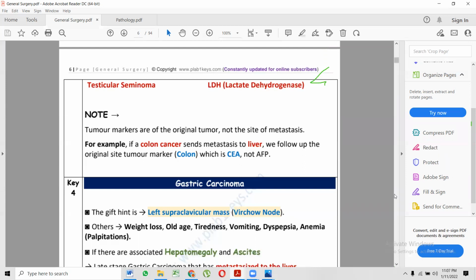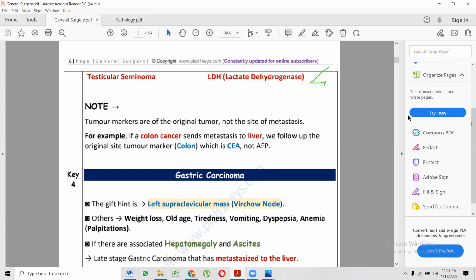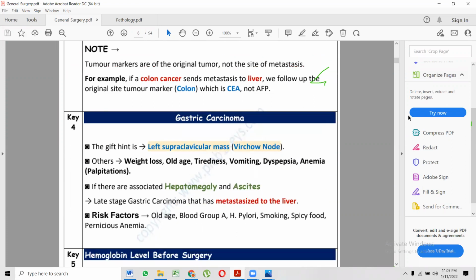So if gastric carcinoma, a left supraclavicular mass presents to you with hepatomegaly and ascites, then most probably the gastric carcinoma has metastasized to the liver, which has resulted in the formation of ascites. Risk factors for gastric carcinoma include H. pylori infection, pernicious anemia, spicy food, smoking, old age, and blood group A.